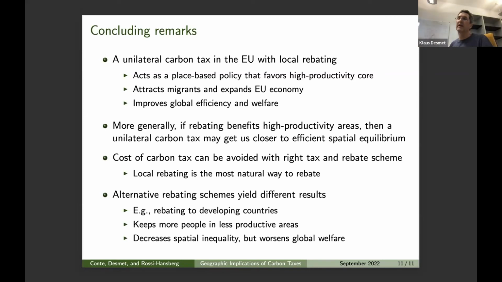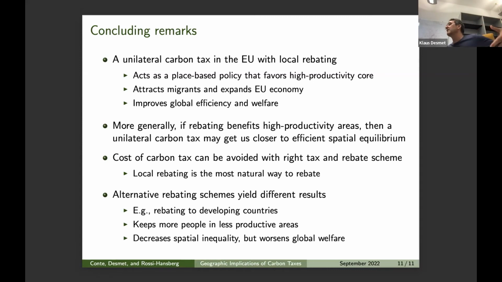So maybe just very quickly, the global efficiency gains come only from the fact that the pre-existing spatial equilibrium is not efficient. And what the redistribution of income across space due to this carbon tax is doing is bringing us closer to an efficient spatial equilibrium. Because remember, an optimal tariff may be good for you, but it's globally not good, right? If you have a perfectly competitive economy, then optimal taxes may be unilaterally beneficial, but they will never improve global efficiency. Here global efficiency increases because the pre-existing spatial equilibrium is not efficient.